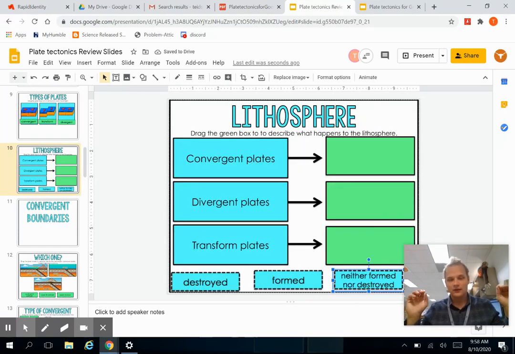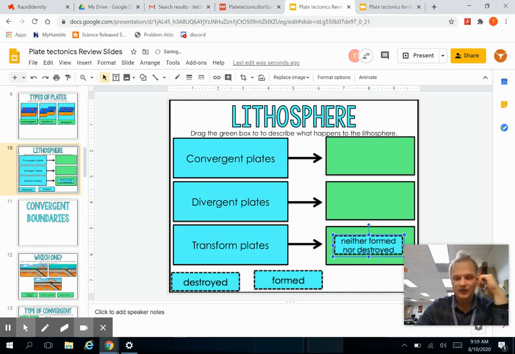All right, so the lithosphere, we're going to see what exactly happens at each of these plate boundaries. When we're looking at convergent plates, they are coming together and colliding with one another. Remember, divergent is going away and transform is sliding. So with transform, the sliding, nothing is going to be destroyed. With divergent plates, we are forming new crust.